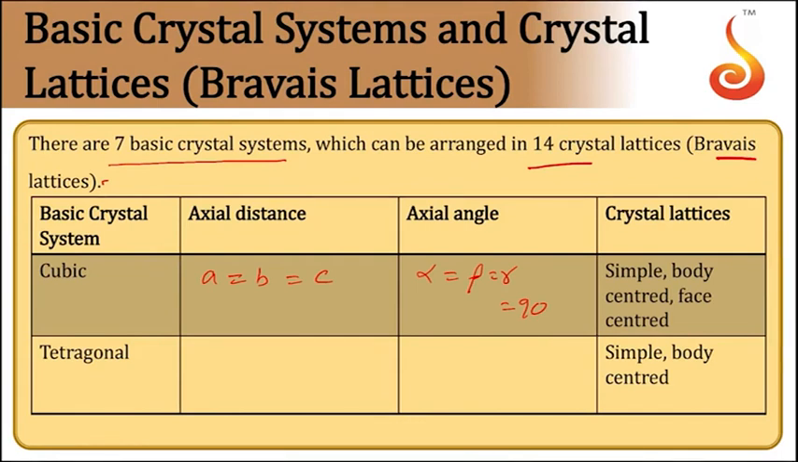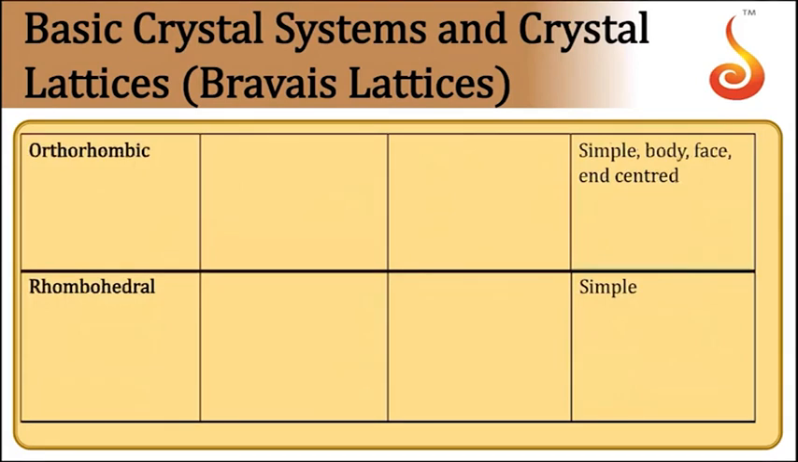Tetragonal structure, one of the lengths will be different, means A is equal to B, not equal to C, but again all angles will be equal to 90 degrees in the case of tetragonal also. Then comes orthorhombic form here. All lengths will be unequal, means no length is equal to the other one, but again here also all angles will be equal to each other and also equal to 90 degrees. And here in this one we have simple, body centered, face centered, end centered.